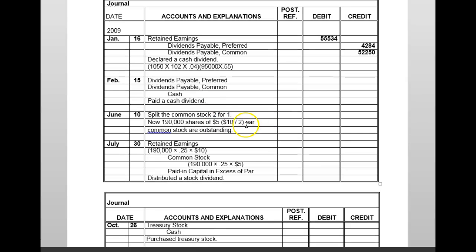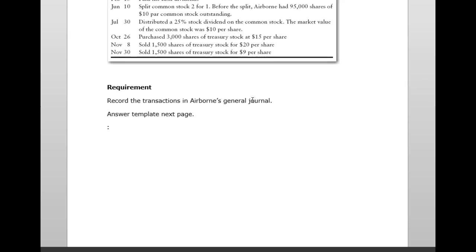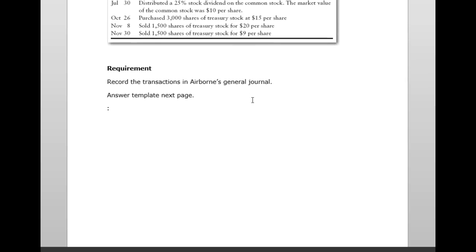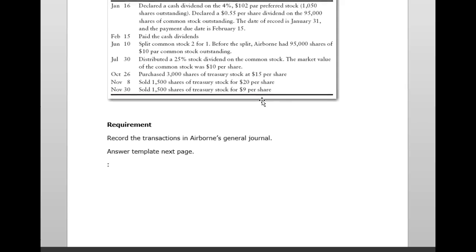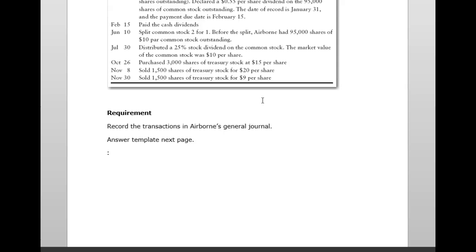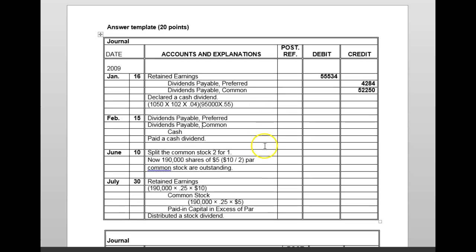And then along comes July 30th. What did we do on July 30th? We distributed a 25% stock dividend on common stock, and the market value was $10 per share at the time. So what do we do with that? Well, a stock dividend is very similar to a cash dividend, only you don't give out cash, you give stocks out.